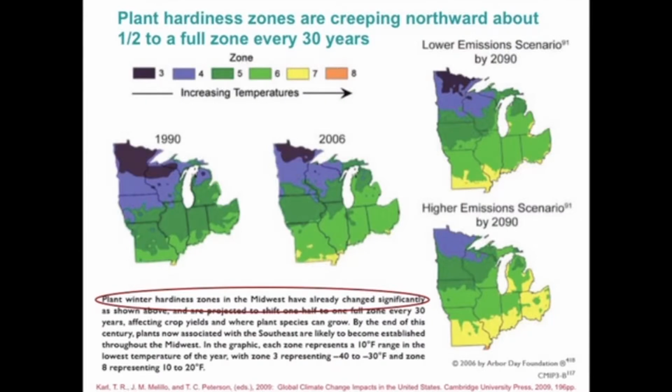What are the effects of this? Well, first of all, it's called global warming, is the name that most people give to it. And we see things like the northward creeping of plant hardiness zones. Plant hardiness zones are going northward at something like 1/2 to a full zone every 30 years. So we see what happened from 1990 to 2006. You can pick out your state and see how it has changed. And then we have on the right what is projected to happen according to those two emission scenarios that I showed you earlier.